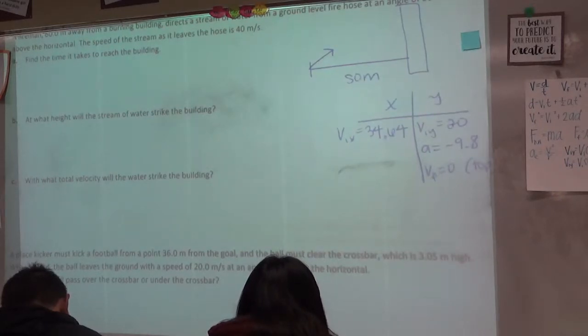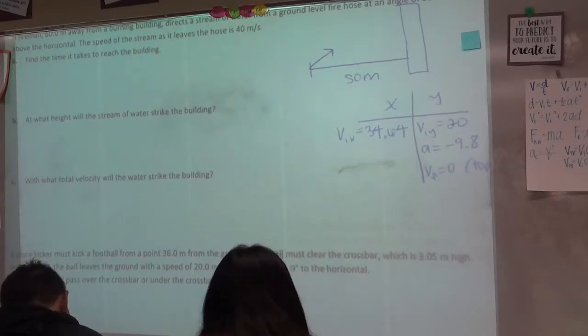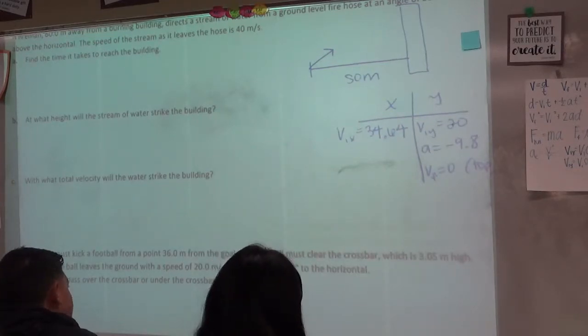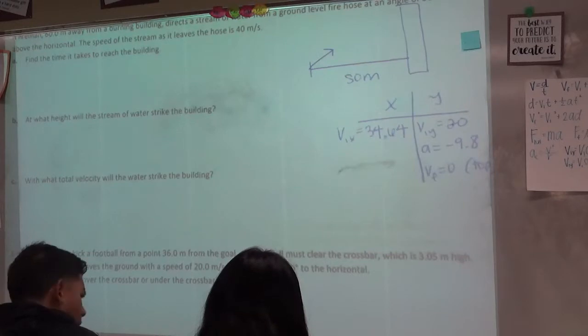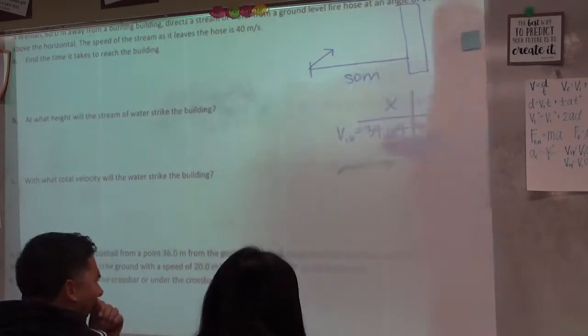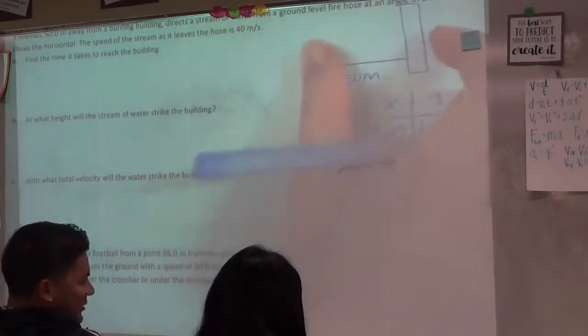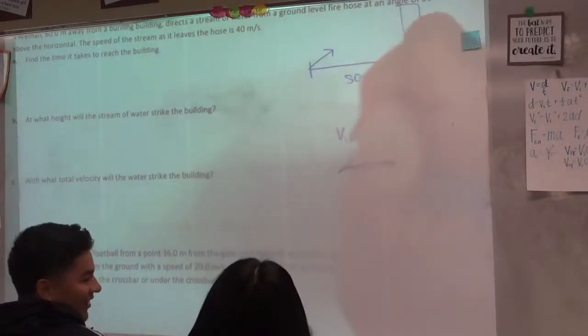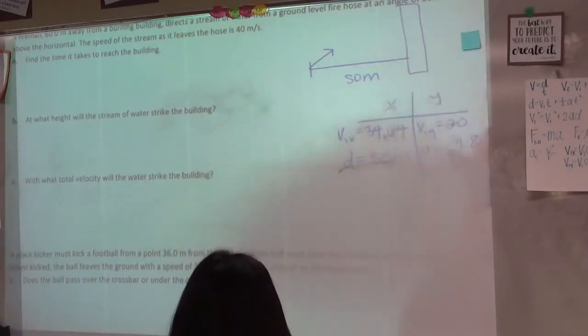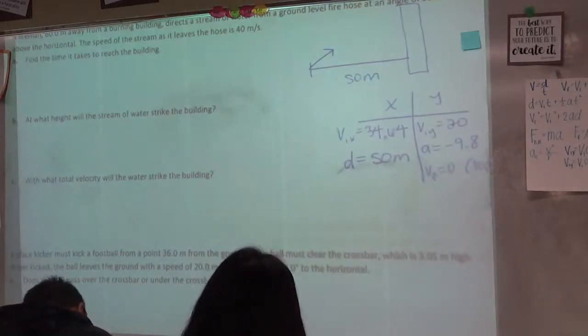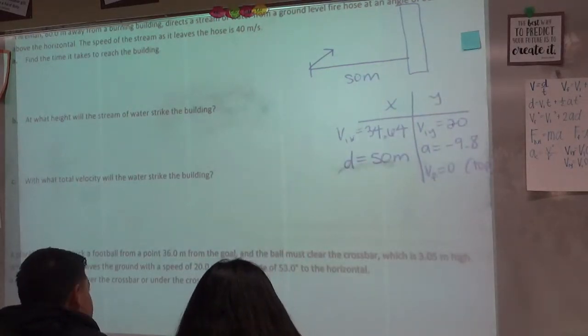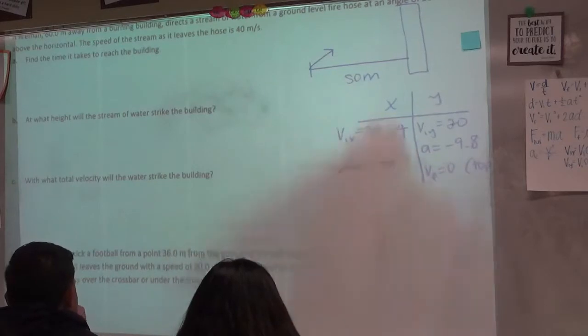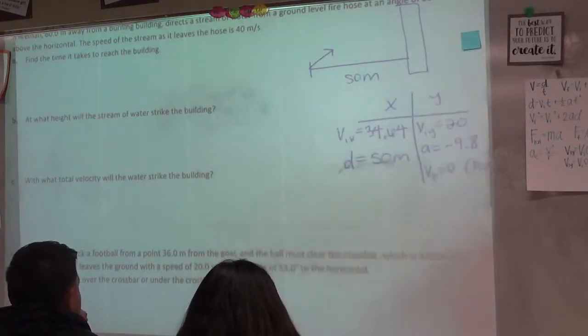Anything else? Have I been given anything else? Distance. What distance do we have? 50 meters. Is that for x or y? That's x. Horizontal or sideways motion, that's x. So my distance is 50 meters. Now A is asking me for what? Time. Good.